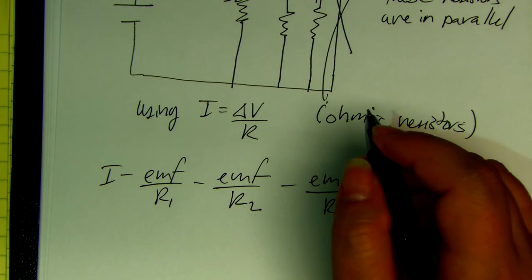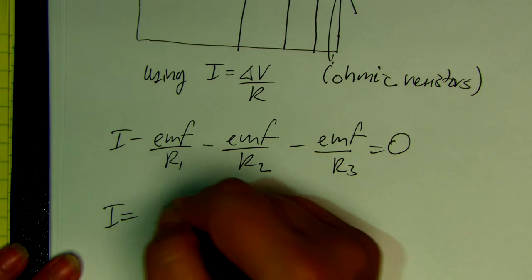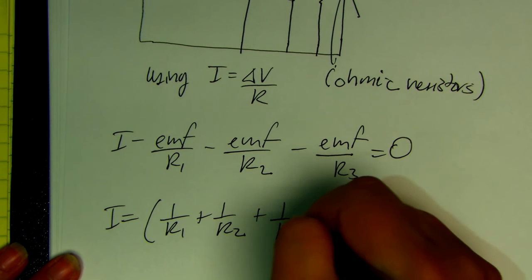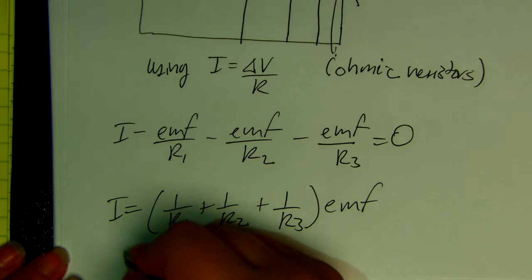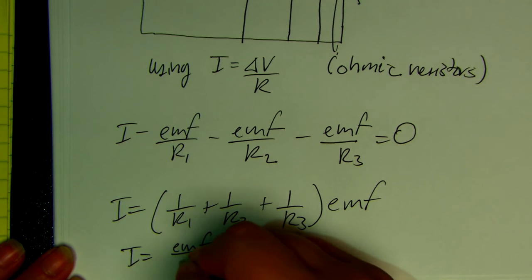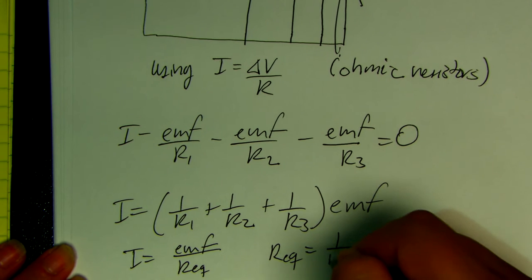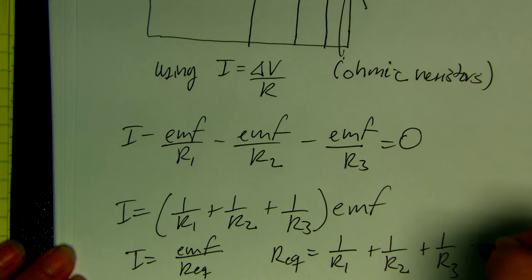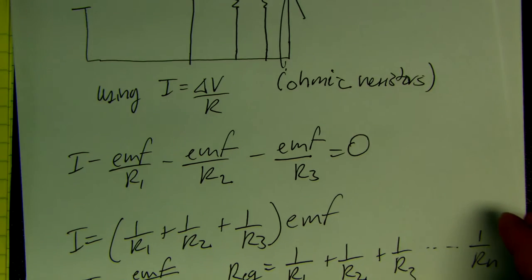And therefore, we can factor out what is the same. So I is equal to 1 over R1 plus 1 over R2 plus 1 over R3 times EMF. And so I, for parallel resistors, is equal to EMF over R equivalent. And in this case, our R equivalent is equal to 1 over R1 plus 1 over R2 plus 1 over R3, dot dot dot, to however many resistors you have in parallel.